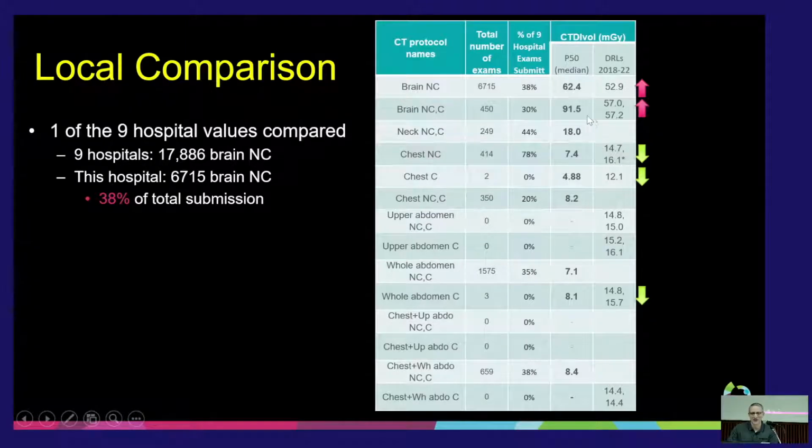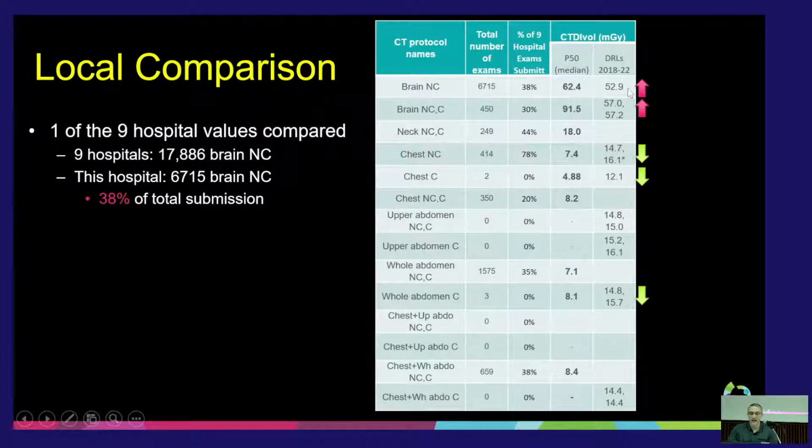So anyway, I wanted to circle back around to looking at this one hospital, and now we're comparing its median values to the national DRLs. Kalpana brought up several points, and I want to talk about how one hospital can skew a national DRL. If you look at this, the values are a little bit high, 62.4 compared to 52.9. And then for a 2-phase brain with and without, it's 91.5 versus 57 with no contrast and 57.2 with contrast. If you total these two, it would be lower than that. It would be nice if this was split out. That hospital probably just didn't submit that.